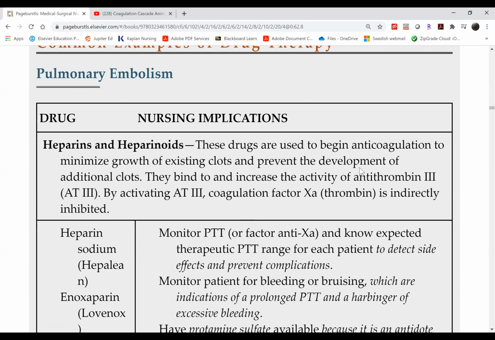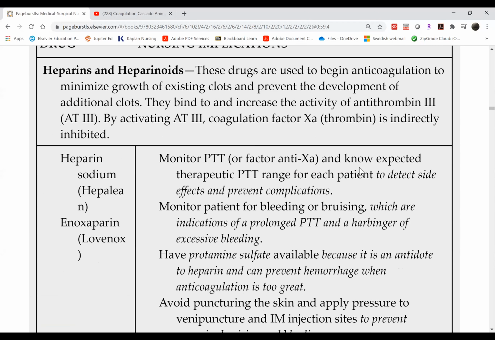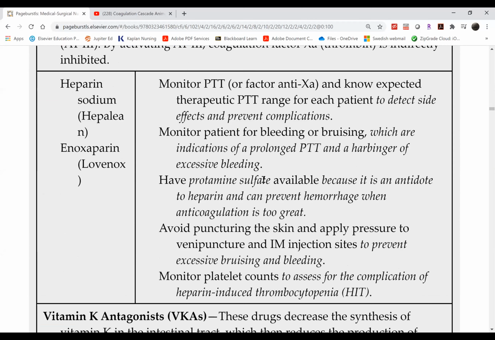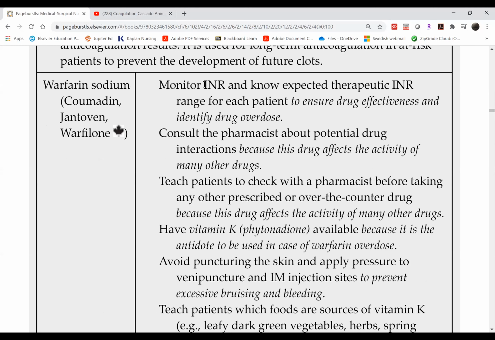All right, so these are all anticoagulants. So chart 32-4 are your nursing responsibilities. Please read them on your own, including the blood bleeding times that will have to be monitored, as well as the antidote. So for heparin, you monitor PTT, you have protamine sulfate as your antidote. Vitamin K antagonist, which is warfarin, you monitor PT-INR, and you also have vitamin K ready, which is your antidote.